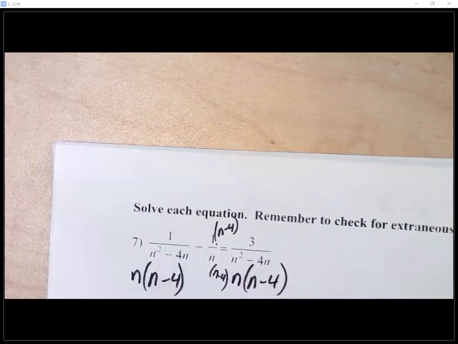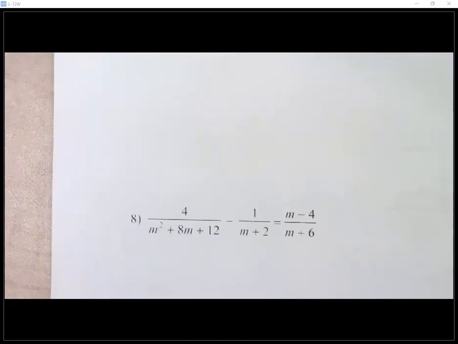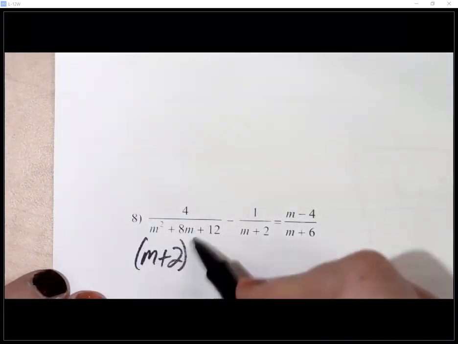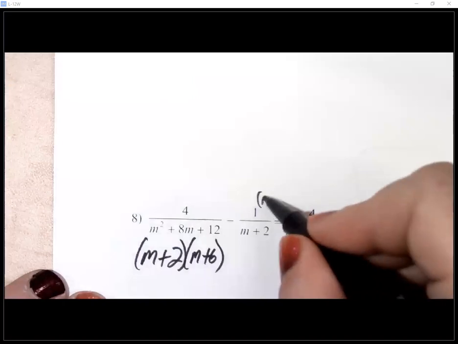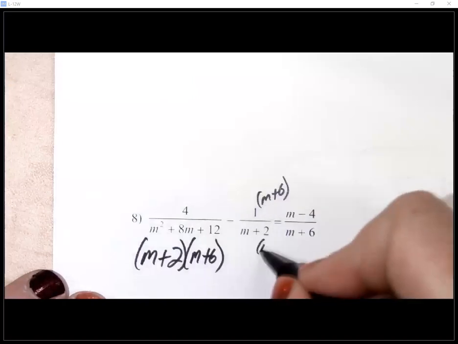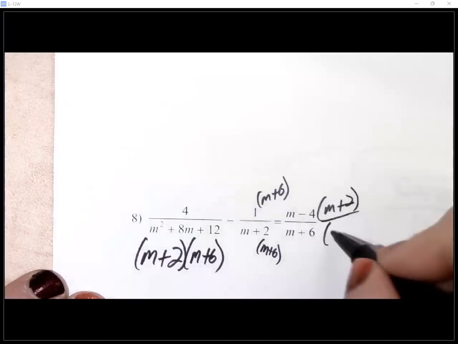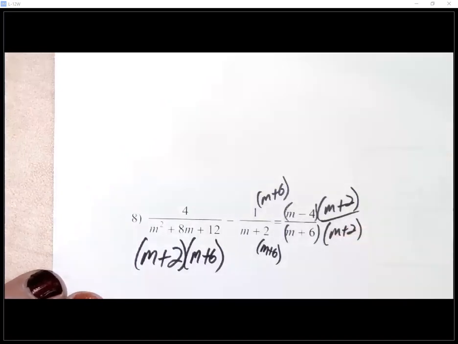Great. Okay, number 8, same idea. I have another equation. Where are you, number 8? There you are. So I've got to get a common denominator. Step 1, factor. All right, cool. So I noticed this one needs m plus 6. This one's going to need m plus 2. Great, everybody has the same denominators now. I get to ignore them.